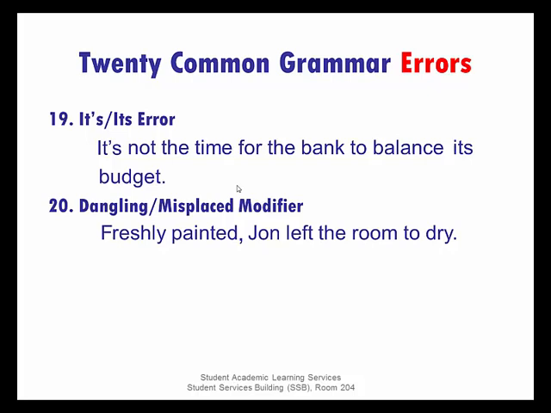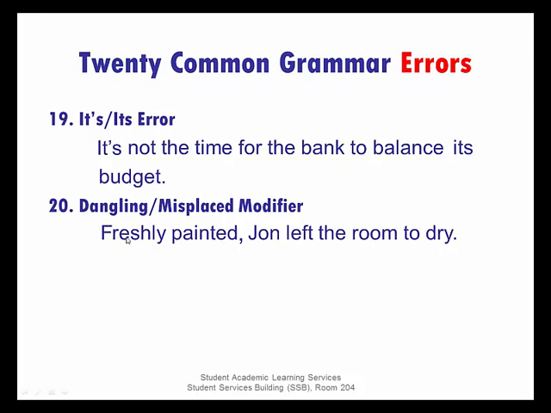Generally, when we have a modifier such as this, freshly painted, we're modifying something. And the way this is read, because this modifier is close to John, then we can read it as though John has been freshly painted and he left the room to dry. But the real way is more likely to be the room was freshly painted and John left it to dry.